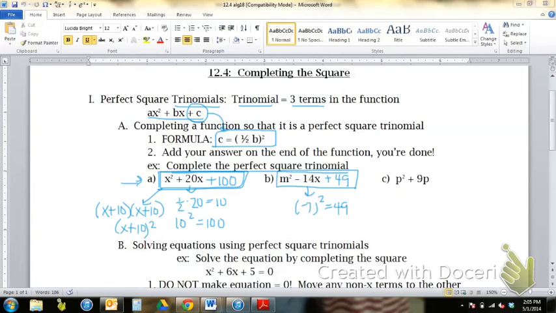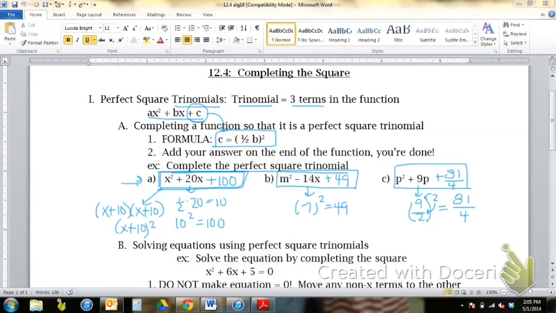Now what happens if you have an odd number? Well, leave it as a fraction. Half of 9 is 9/2, because it's much easier to square a fraction than it is to square a decimal, because I just square each one separately. So 9 squared is 81, and 2 squared is 4. So just leave it as plus 81/4.